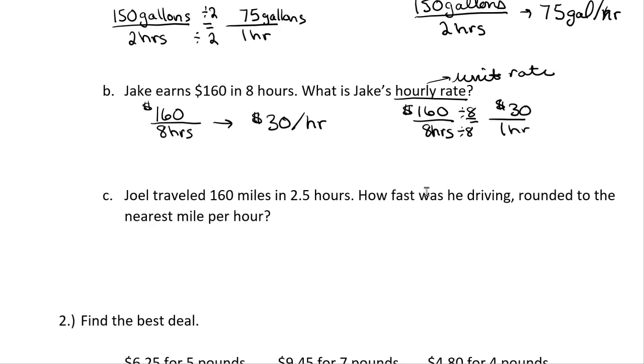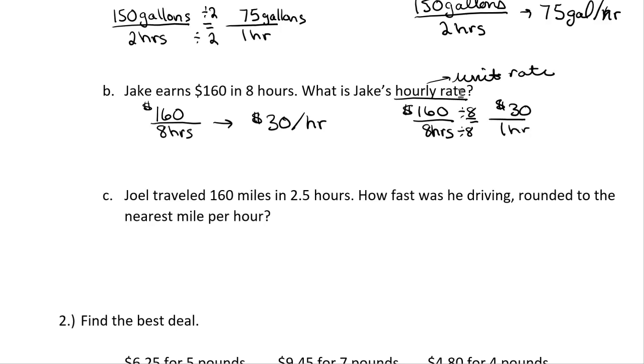So we have the same setup here. Joel traveled 160 miles in 2.5 hours. How fast was he driving, rounded to the nearest mile per hour? Okay, so first I'm going to pull out the important information. Then we're going to think about, in our real lives, how does this fit in?